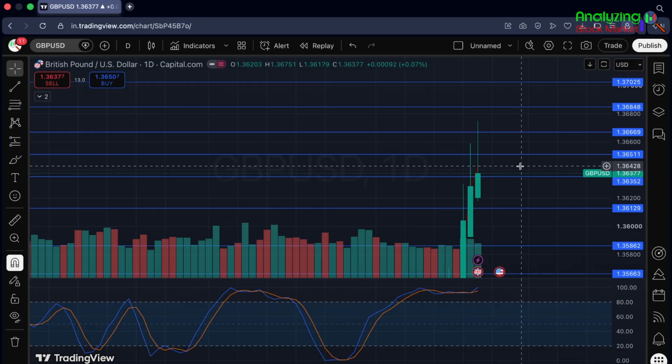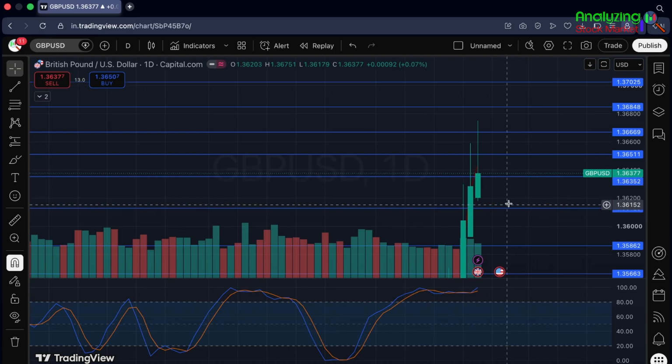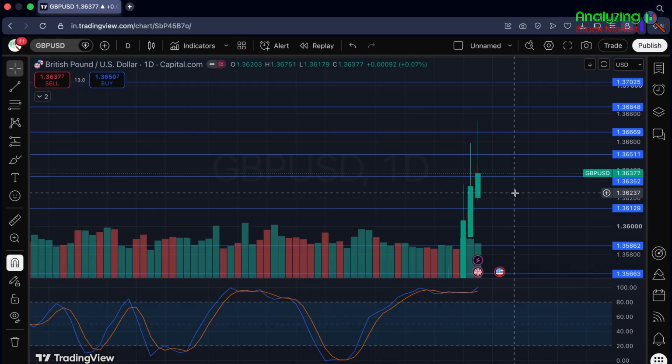Now let's talk about my opinion on GBP USD for this week. According to previous week momentum, I am expecting a negative move in this zone, that is 1.36129 to 1.36352. I'm expecting a negative move, even a fall till this level as well, but we will only go for a long or a short once we see a confirmation candle.